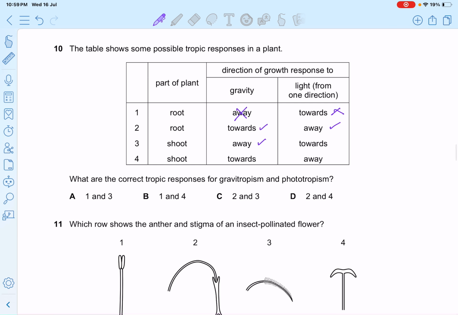Yes. And toward the root. What about the shoot? Is this toward gravity? No. And away from light? No. So what are the correct tropic responses for gravitropism and phototropism? So we need the choices to be 2 and 3. So the correct answer is C.